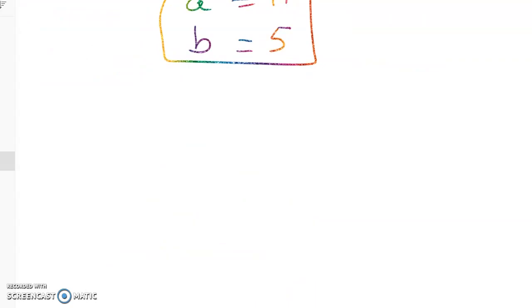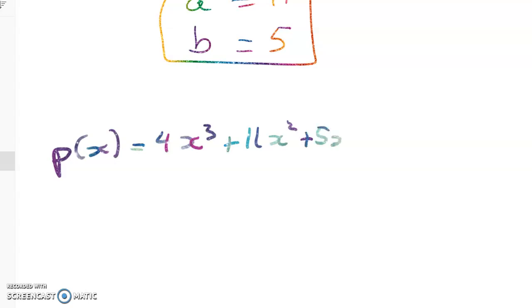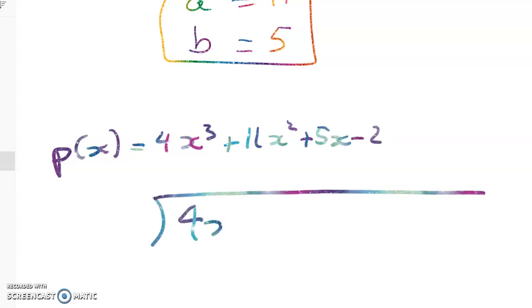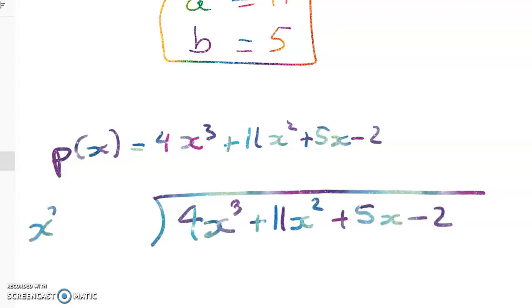Okay, so we've got p of x is now equal to 4x cubed plus 11x squared plus 5x minus 2. So my long division is going to go like this. In here, I'm going to have 4x cubed plus 11x squared plus 5x minus 2. And here I'm going to have x squared. Now I want x squared plus 1. But if I try doing that, things are going to go very bad. So we're going to put in the placeholder for the 0x column.